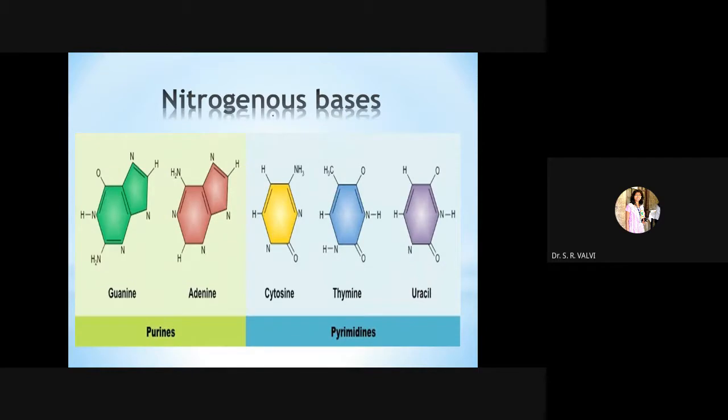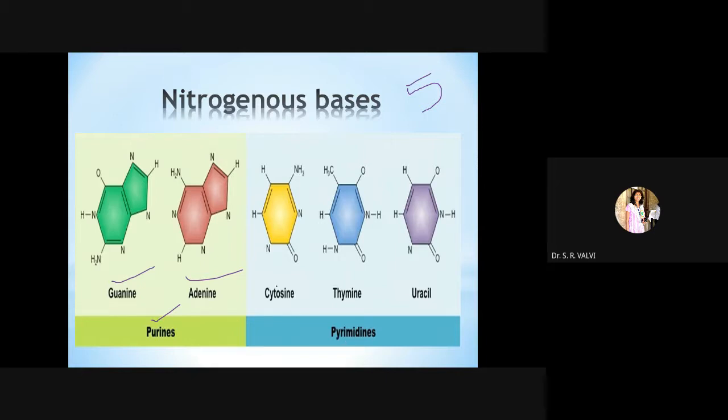Now see nitrogenous bases. Here we know that there are a total of 5 nitrogenous bases. Guanine and adenine are purine bases. Students, please do remember, guanine and adenine are purine bases, whereas cytosine, thymine and uracil are pyrimidine bases.